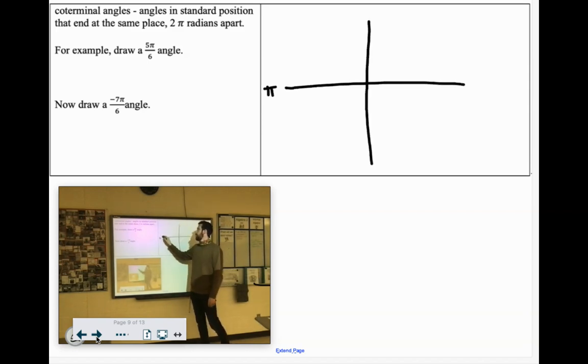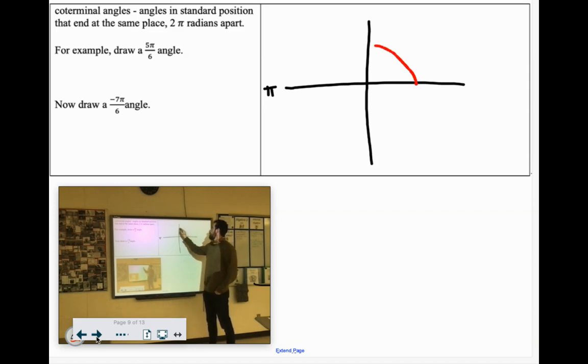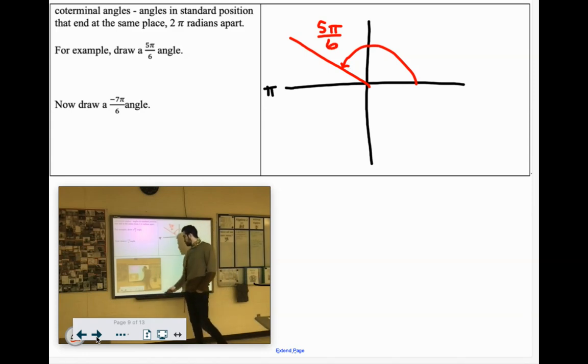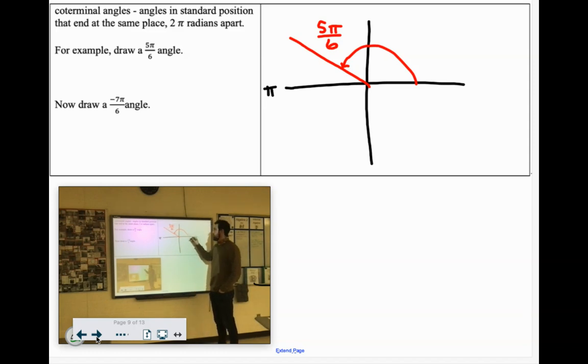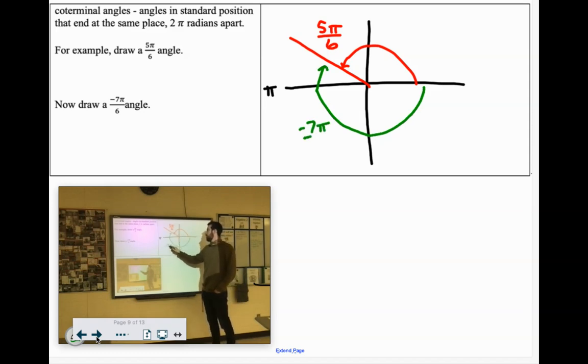So here's pi, right? We're getting 5/6 of that. So here would be 3/6, 4/6, 5/6-ish. 5 pi over 6. And if you're drawing a negative 7/6 pi, that would be 7 of those 6s. So here would be 3 of the 6s. Here would be 6/6, right? And then here would be 7/6. So negative 7 pi over 6.